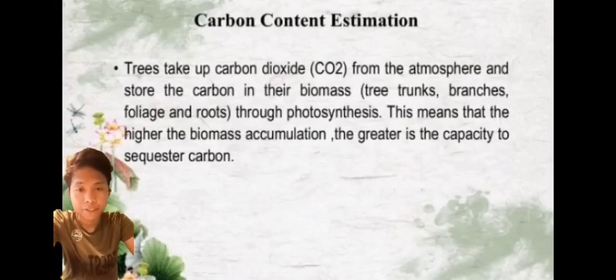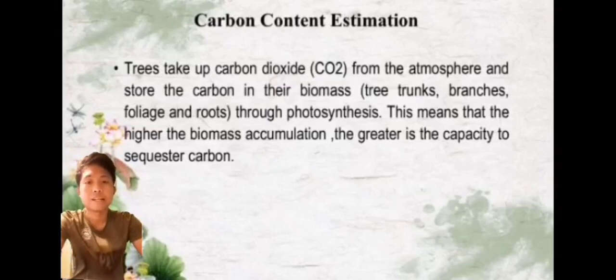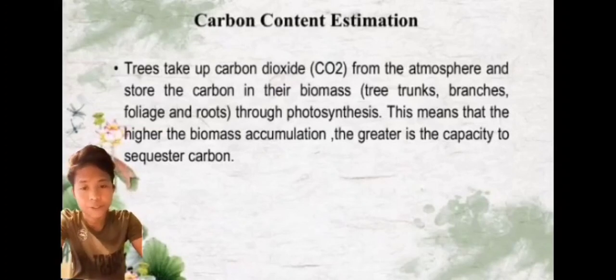Carbon content estimation. Trees take up carbon dioxide from the atmosphere and store the carbon in their biomass, tree trunks, branches, foliage, and roots through photosynthesis. This means that the higher the biomass accumulation, the greater the capacity to sequester carbon. Carbon dioxide is one of the things a tree needs so that it can produce food. This is called the process of photosynthesis. The higher the biomass accumulation of the tree, the greater its capacity to sequester carbon.